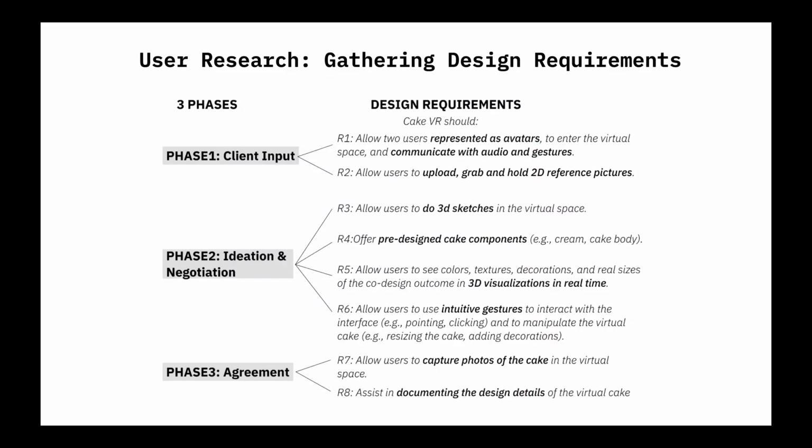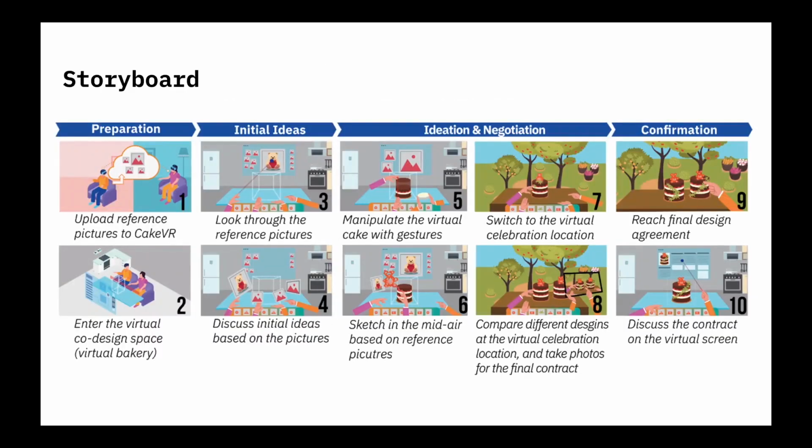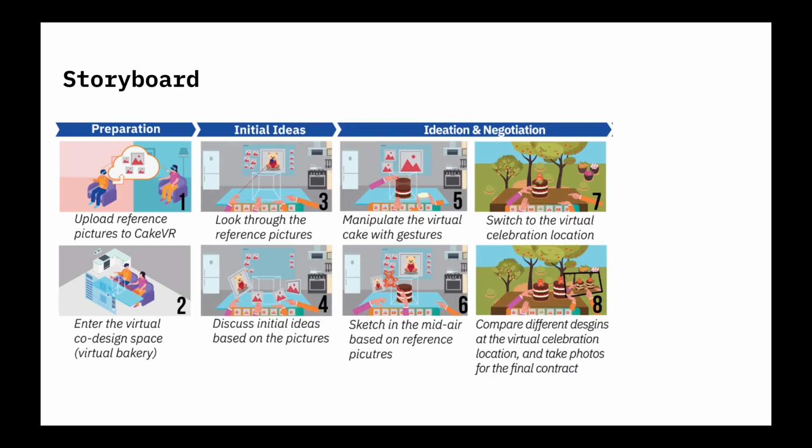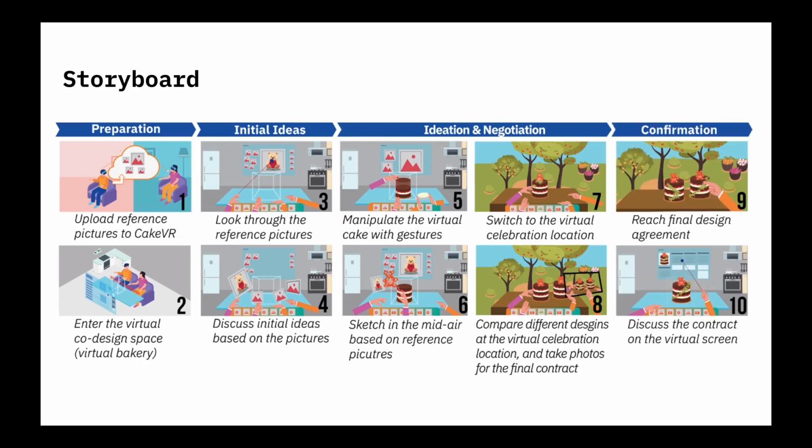We planned to bring the 3 phases of communication to CakeVR, based on which we distilled 8 design requirements, such as the users are represented as avatars and the system must support audio-visual communication and 3D sketches. Based on the design requirements, we made a storyboard to describe the core functions and user scenarios of CakeVR. Starting from preparation by uploading reference pictures and drawing the virtual bakery. Then exchanging initial ideas using the pictures and building virtual cakes together. Finally, chefs and clients returning to the virtual bakery to confirm the design.